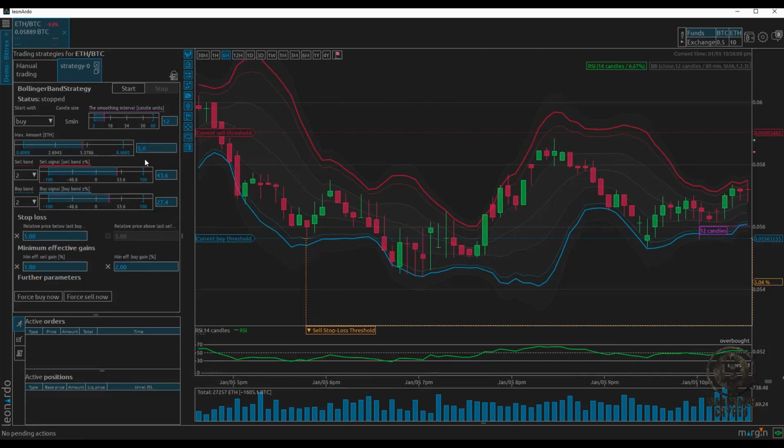So I want to trade 5 Ethereum. You have to pay attention to that because, depending on the price of the coin, this could be a lot of Bitcoin.